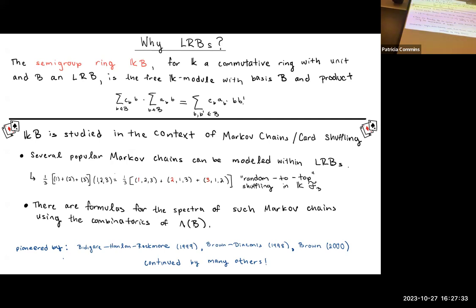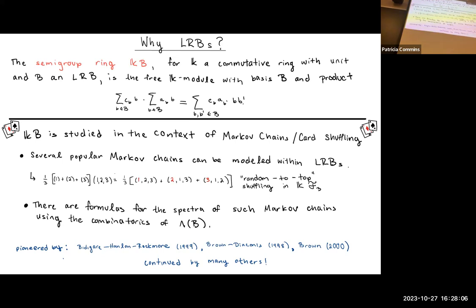So I don't know if, oh good, the laser does work. I put in one example from the free left regular band, and it's a shuffling operator, but a kind of inefficient way to shuffle cards called random top. You can imagine that you have a deck of N cards, and you pick one card at random and move it to the top. That's one shuffle. You'll have to do that a lot of times to make sure your deck is well shuffled, but it is one option.